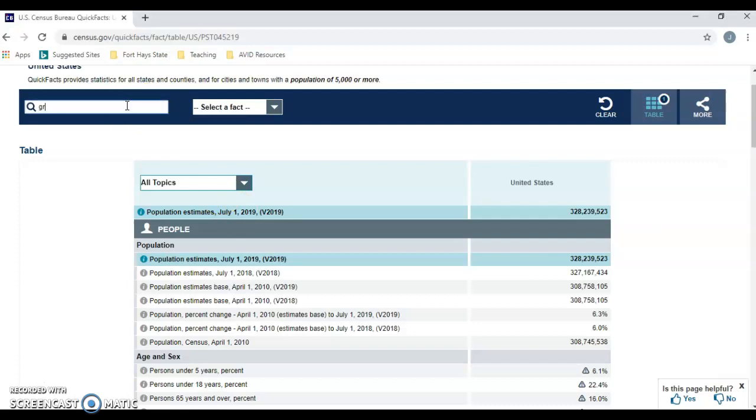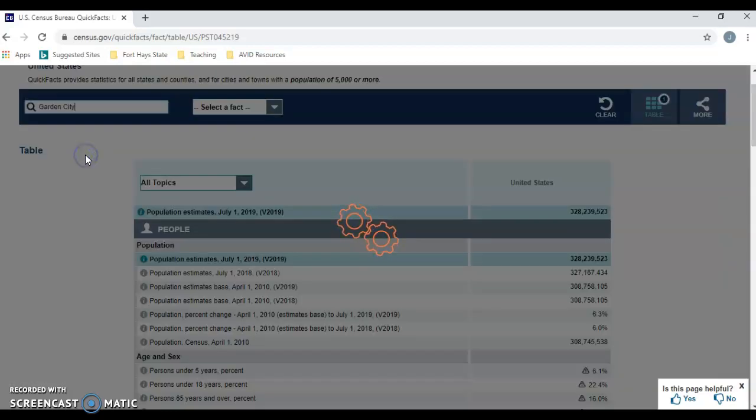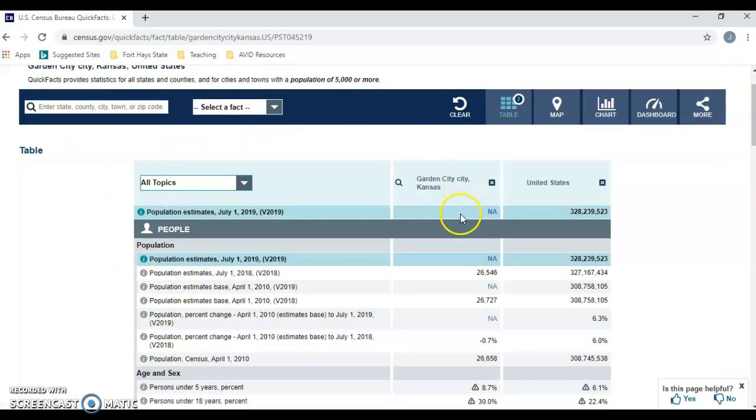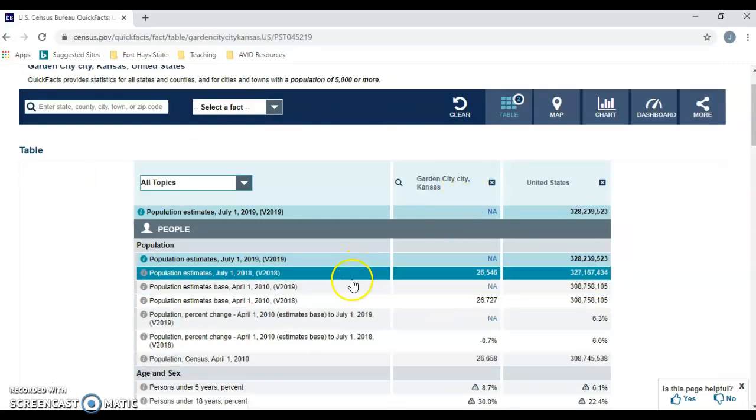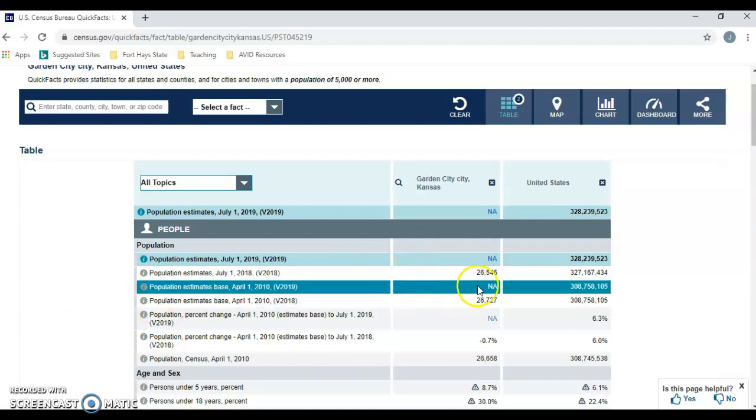in this case, I'm just going to look up the city that we live in. And as I type it in, there's already a drop-down bar for me to select Garden City, Kansas. And you will notice it creates a new column for Garden City, Kansas with that information. What I see new that I would like to explain is if you see NA, it means it's not available data as of right now, okay?